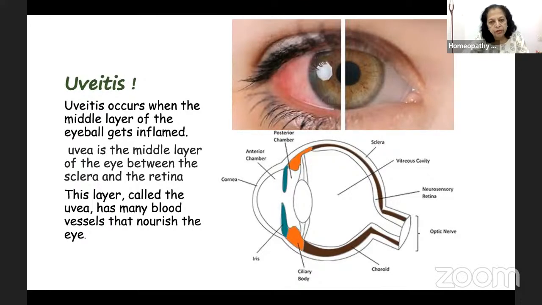This is the middle layer of the eyeball. From outer to inner, it is a sclera, uvea, and the retina. So whenever we talk about uvea, it includes iris, ciliary body, and choroid. Here you can see green color, orange, and the brown color. This is a uvea. And what is uveitis? It is an inflammation of uvea. That is known as a uveitis.